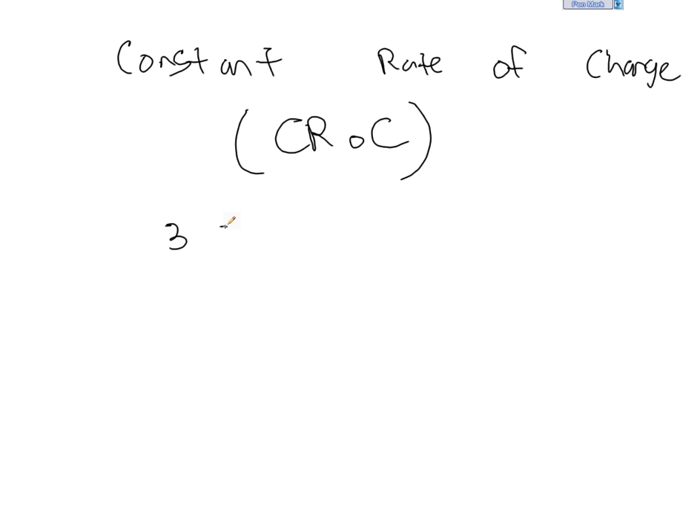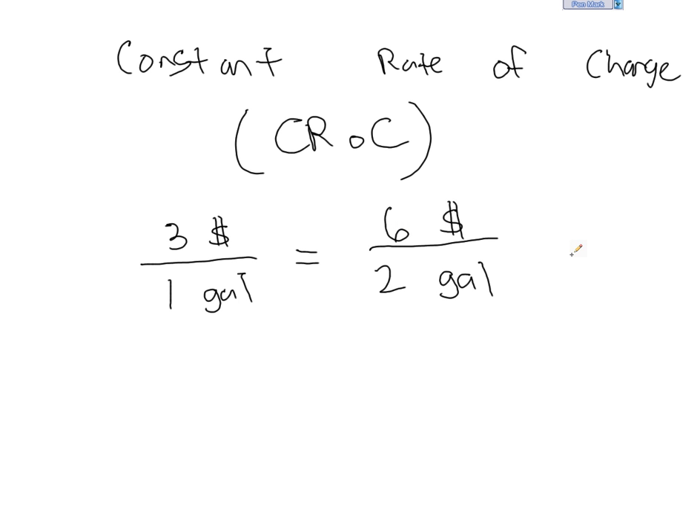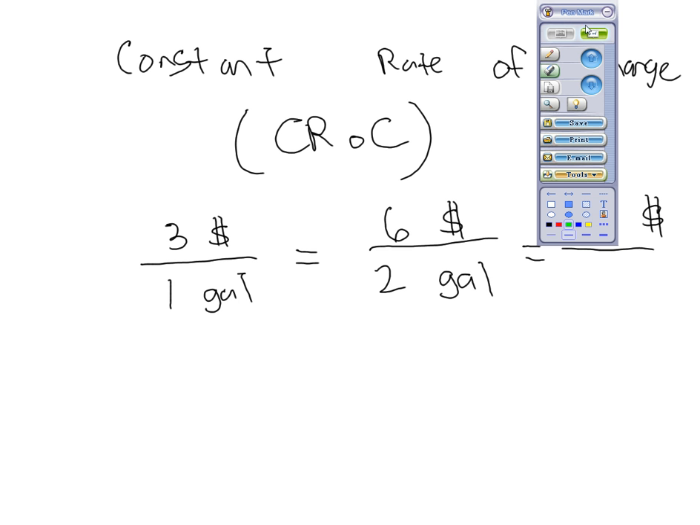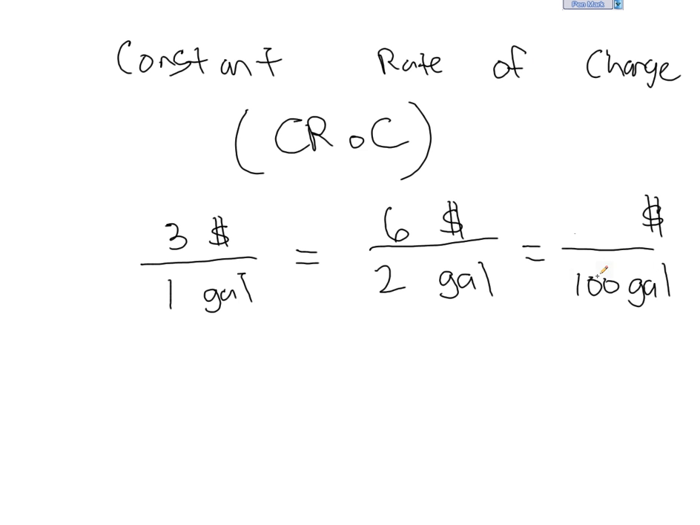So $3 for 1 gallon, and I'm just going to be consistent and always place my units off to the right, is the same thing as, hopefully you agree with me, if I purchase 2 gallons, then that's going to cost me $6. That's the same idea as if I purchase 100 gallons, well, that's going to cost me 100 times the dollar amount, right? Because 1 gallon costs me $3, 100 gallons will cost me $300.